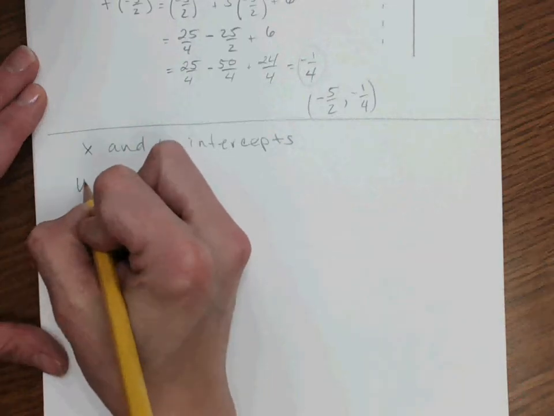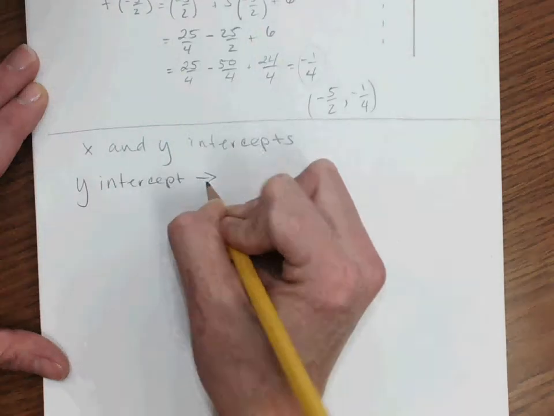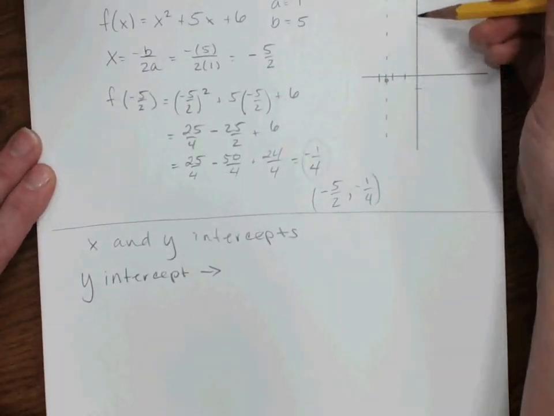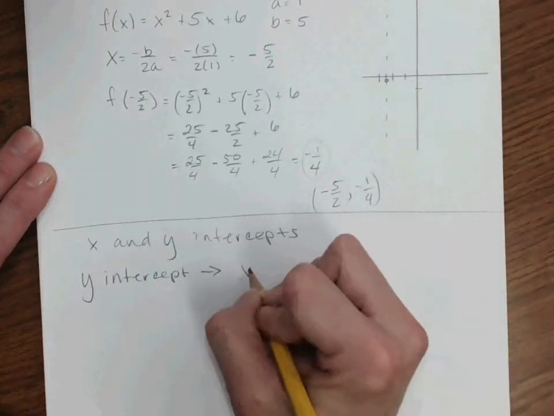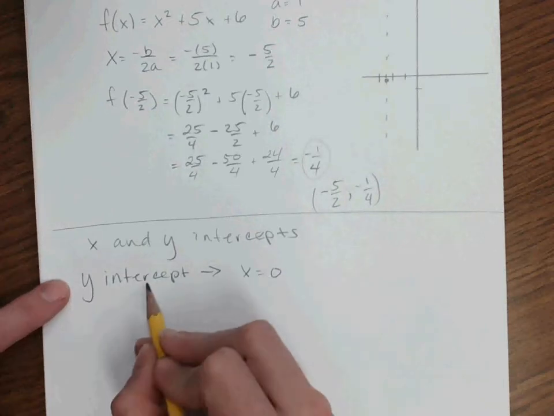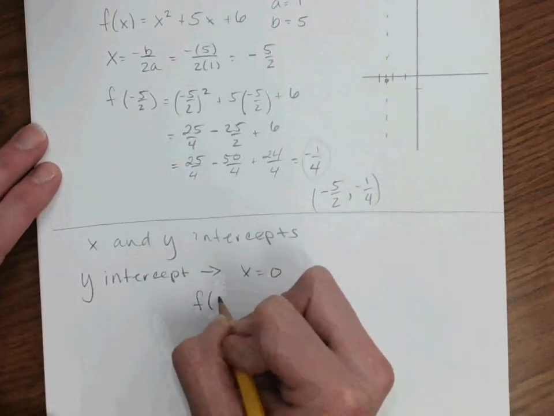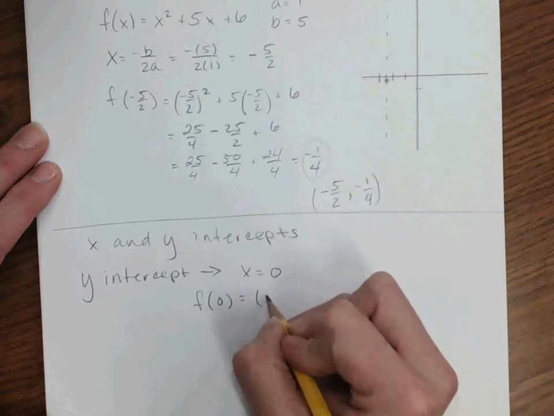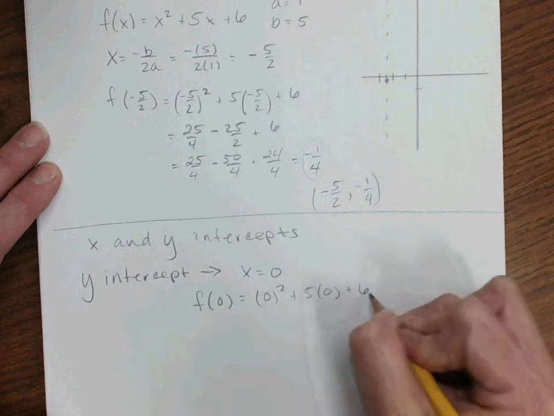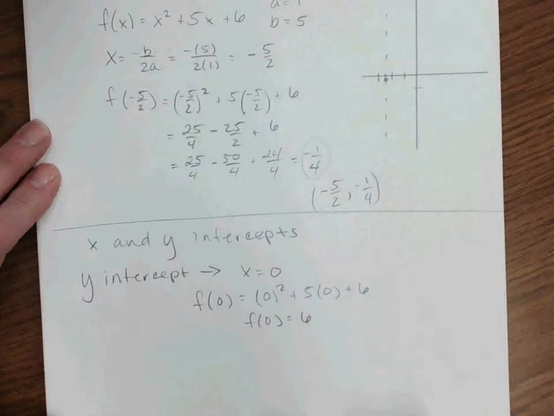Remember that if I want to find my y-intercept, that means that it's going to be on my y-axis. And if I'm on my y-axis, the coordinate of my x is going to be a 0. So in order to figure out what my y-intercept is with the function that I'm dealing with, I'm going to need to figure out what f of 0 is. So I'm going to plug in 0 squared plus 5 times 0 plus 6. So I get that my y-intercept in this case is just going to be a positive 6.